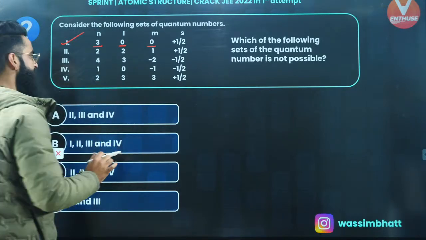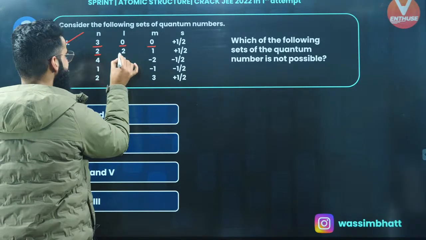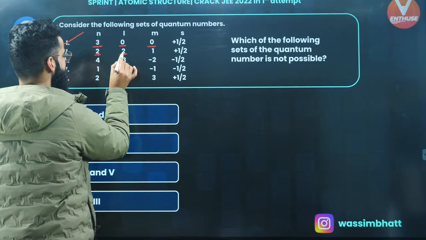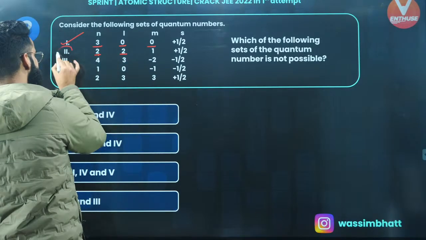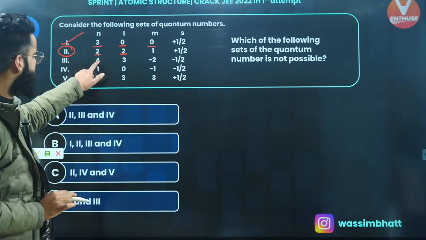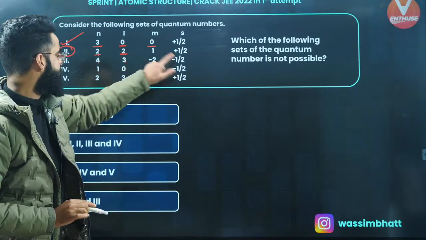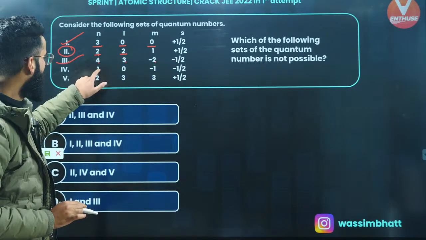First one is perfectly possible. In the second one, n and L are same, which cannot be possible because L will always be less than n. So this is not possible, first of all. This is 4, this is 3, this is minus 2, this is minus 1 by 2. It's perfectly correct.